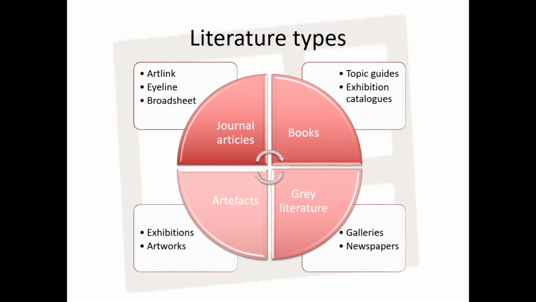Books obviously will also include topic guides and exhibition catalogues, as well as the books that you'll find in the library. Grey literature will include things such as exhibition reviews that are published in the newspaper or interviews with artists. It may include artist statements from exhibitions at galleries. And then, of course, as artists, you'll be interested in the artworks and the exhibitions themselves, because you want to see how your work relates to what else is out there. So that will form part of your literature review as well.